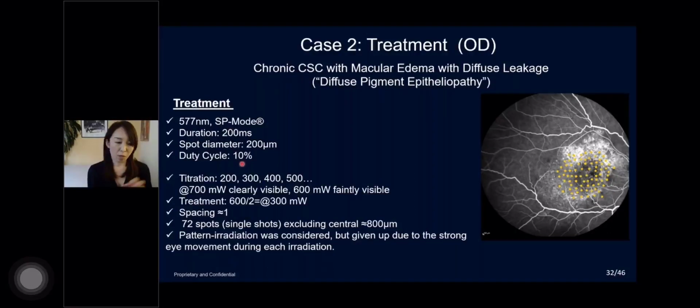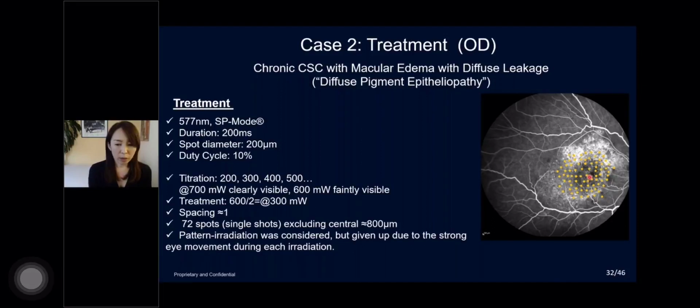And for spacing, I just put at least one spot diameter spacing, not spots right next to each other for this patient. In total, 72 spots were done like in this sketch, excluding the central 800 micrometers. I didn't treat this central part for safety.